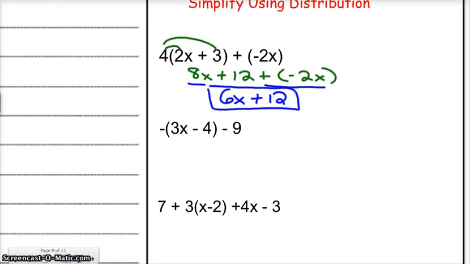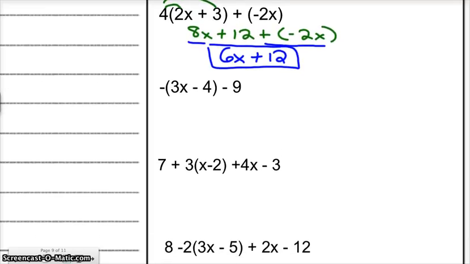Oh, look at that ugly one. Negative 3x minus 4 minus 9. This is negative 1 times everything. I'm going to distribute. Negative 1 times 3 is a negative 3x. Minus a negative 1 times 4 is a negative 4 minus 9.